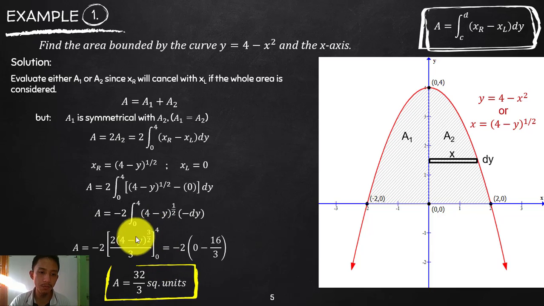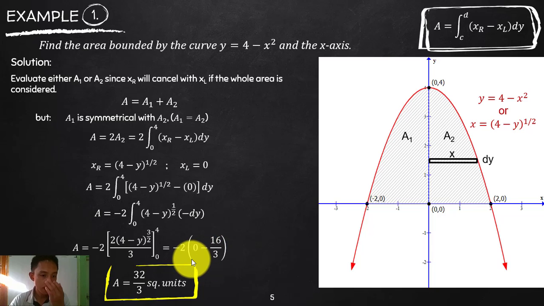So upper limit, if y is 4, that will be useless, 0. So everything will be 0. Lower limit, substitute 0. So that will be 4 to the 3 halves times 2/3. Okay, raised to 3 halves. 4 raised to 3 halves times 2/3 will be exactly 16 over 3.